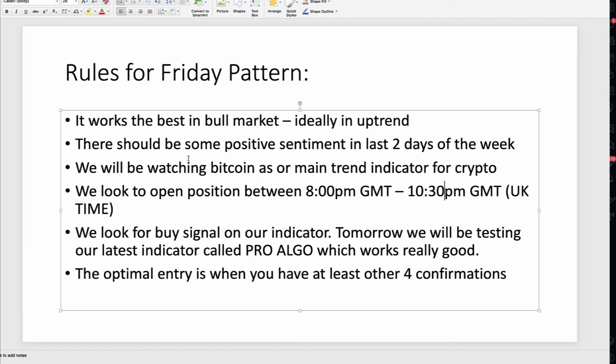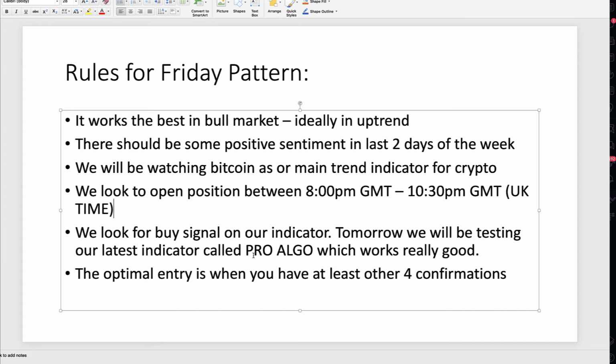What you can do, just make sure on Friday, as a general rule, 8 p.m. UK time. But if you see a position at 6 p.m., let's say 2:30 or 4 p.m. UK time, then go ahead and enter it. If you want to play safe and you're not experienced, I would say 8 p.m. is a good time to start looking.